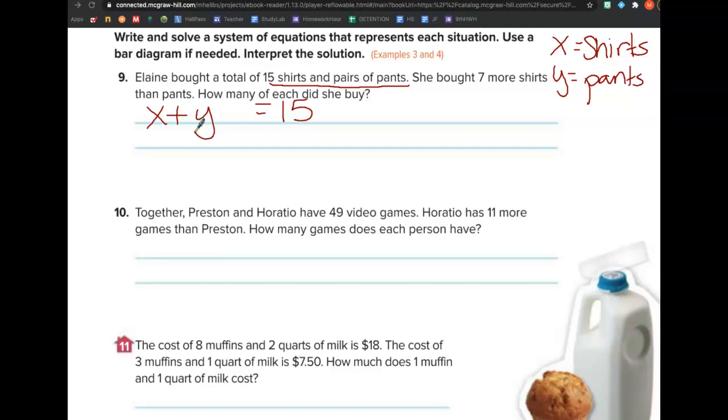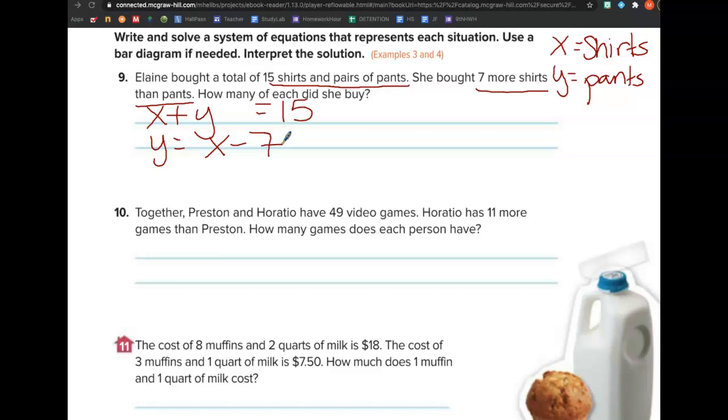Second equation, she bought 7 more shirts than pants. Let's say y equals, because we always want y by itself, and y represents your pants. Which one was more, pants or shirts? Shirts. So how do I write that my pants is less than my shirts by 7? Okay, so y equals x minus 7. Make sense?